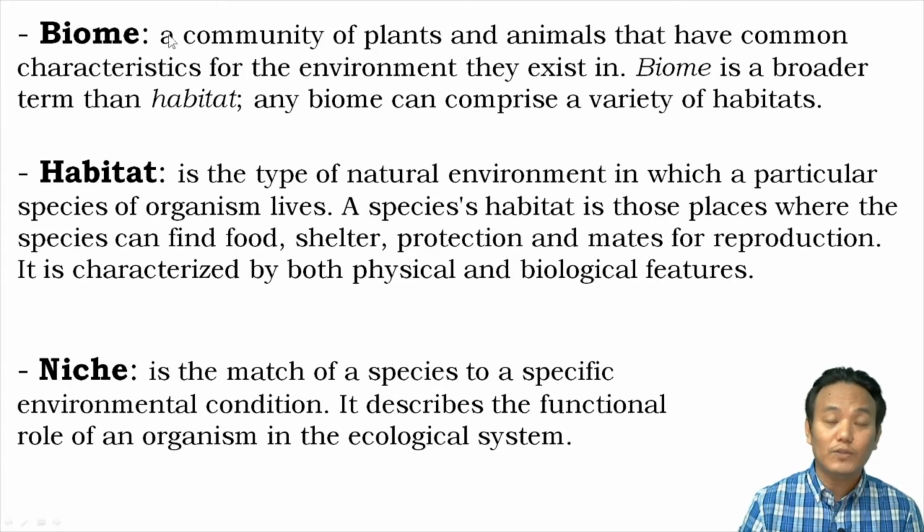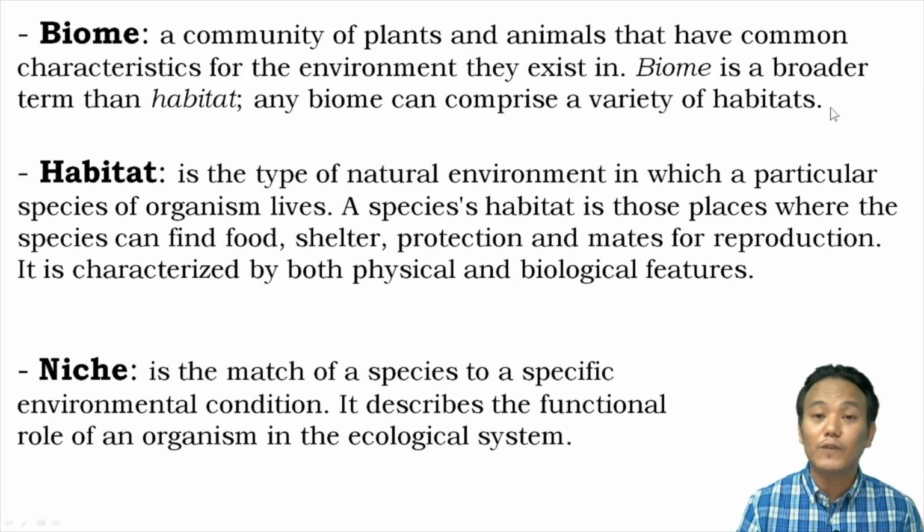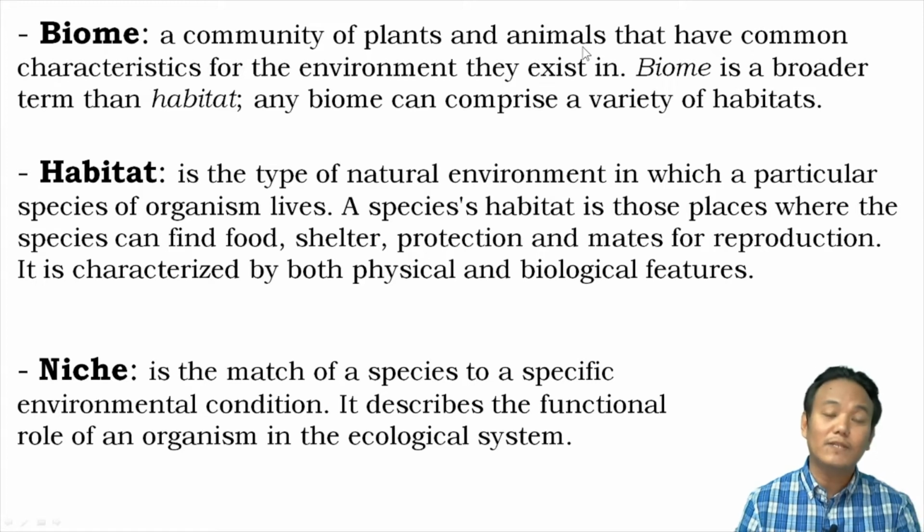A biome, so I have copied these definitions from Wikipedia. You can refer to Wikipedia as well, right? A biome is defined as a community of plants and animals that have common characteristics for the environment they exist in. Because they're existing in the same kind of environment, they have common characteristics. For example, animals living in a desert will have common characteristics even if the desert is in Africa or Asia or anywhere.